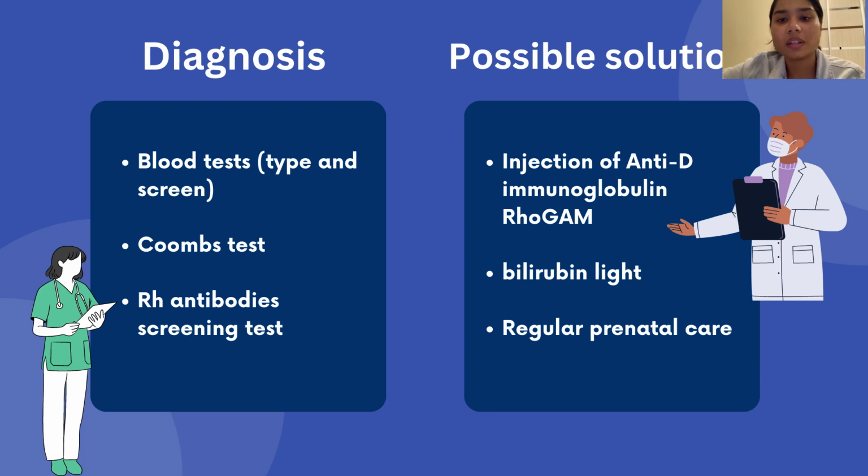The next one will be the bilirubin light. Infants with mild Rh incompatibility may be treated with phototherapy using bilirubin lights. IV immunoglobulin may also be used. For infants severely affected, an exchange transfusion of blood may be needed. This also decreases the level of bilirubin in the blood. Lastly, for a successful pregnancy, regular prenatal care is required, which allows clinicians to provide the best care to have a healthy baby delivered.